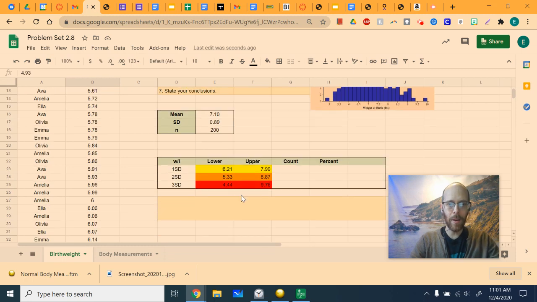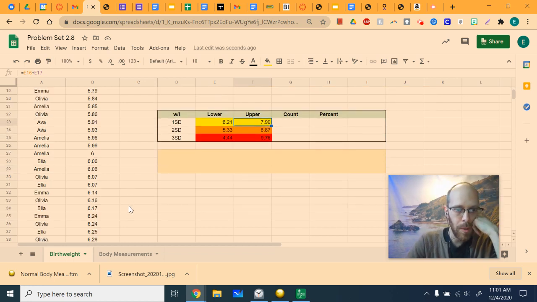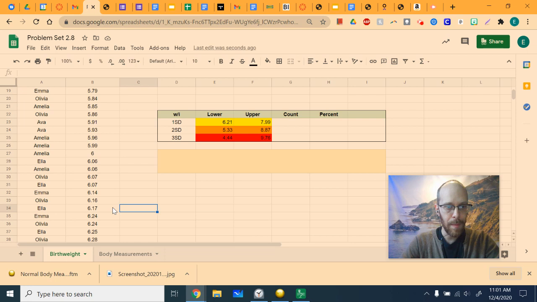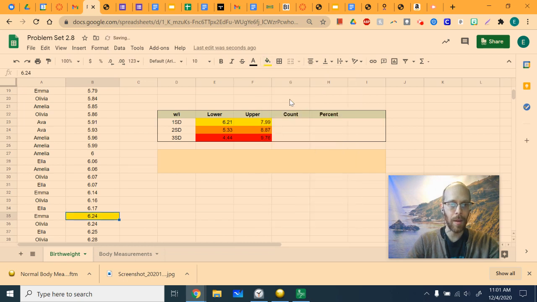And we want the interval that goes from 6.21 to 7.99. So let's see, 6.21 would be in between this number and this number. So this number is in the interval. I'm going to highlight that in yellow. And then so is everything below until, okay, so that would be the first number that's in.